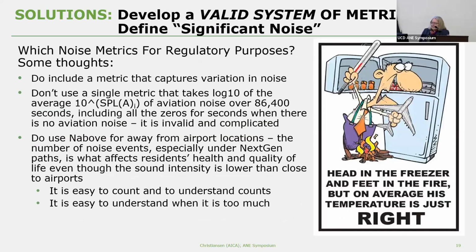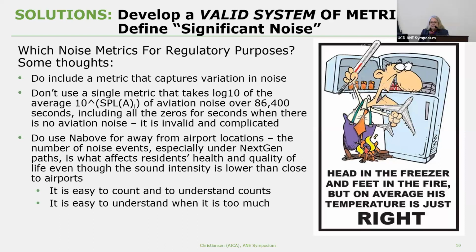So, what should a noise metric system include for regulatory purposes? Include something that captures variation in noise. This is a graphic I use in my class. If you have your head in the freezer, your feet in the fire, on average, you're just fine. But we need something that captures variation. This next one, I'm not going to read out loud, but you can read it. This is basically what DNL is.